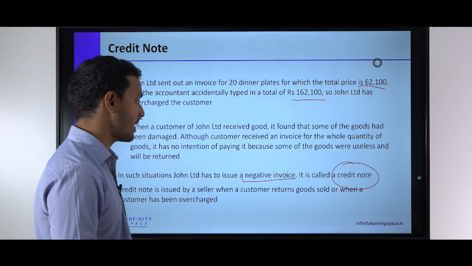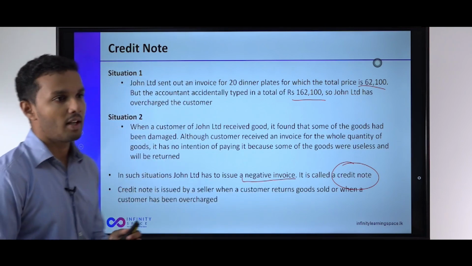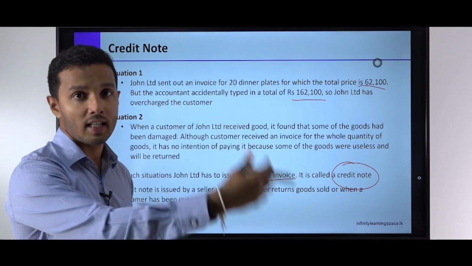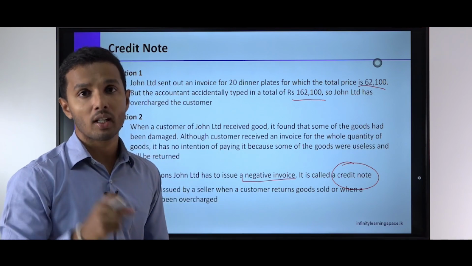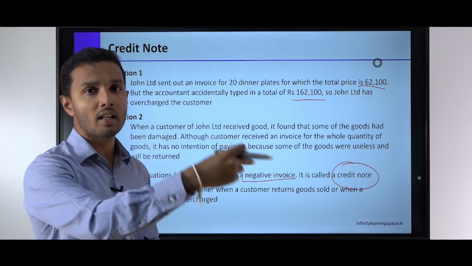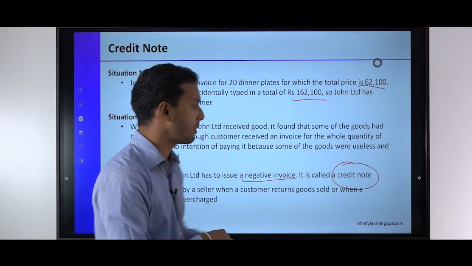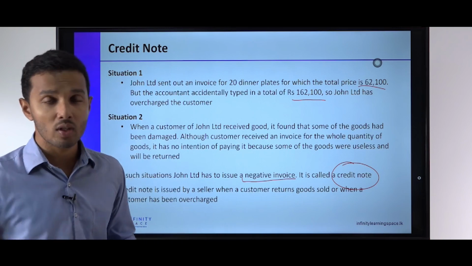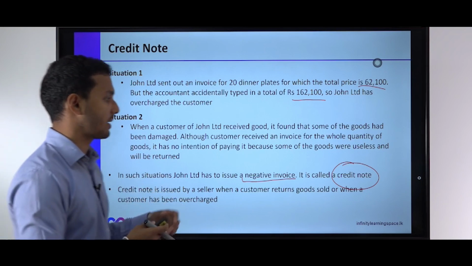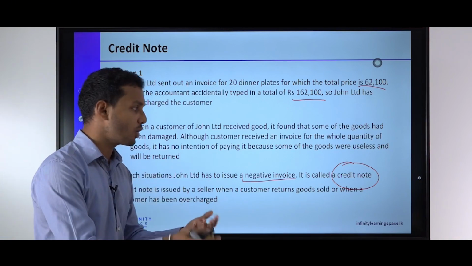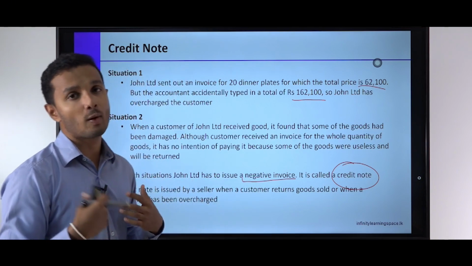A credit note is issued by a seller when a customer returns goods sold or when a customer has been overcharged. So the business has sent an invoice that is greater than, or too much compared to, the correct amount. That additional, incorrect amount has to be adjusted, and it is adjusted by issuing another document called the credit note. This is done when goods are returned by the customer or when the customer has been overcharged. So the document issued by the supplier when the customer returns goods back to him is called the credit note.